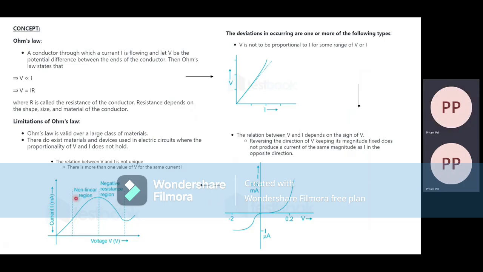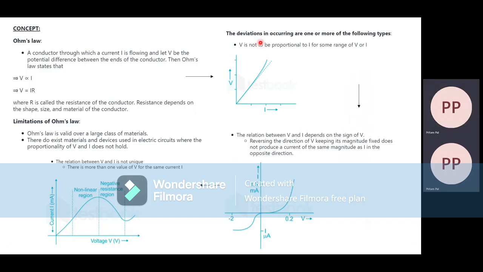So I can see the plot, right? This region is called the nonlinear region. This is called the negative resistance region because, as you can see, if you take the derivative, let's say dI/dV or dV/dI, the slope is basically negative. That is why the resistance is negative over this region.